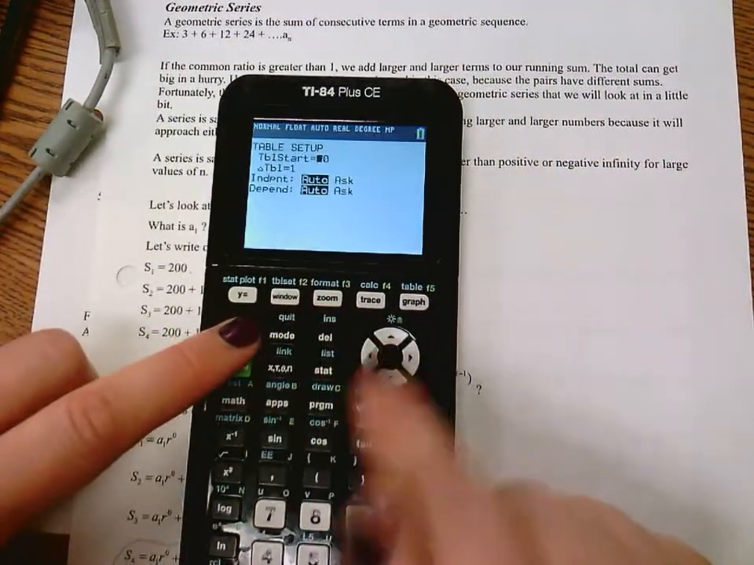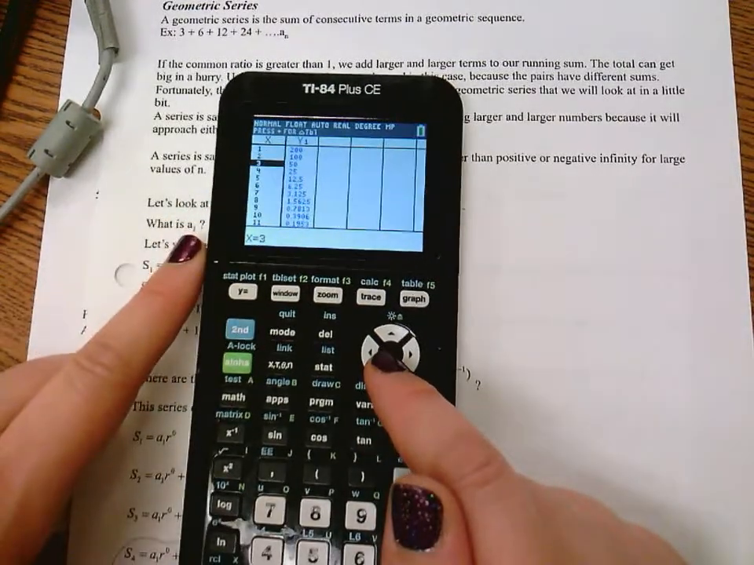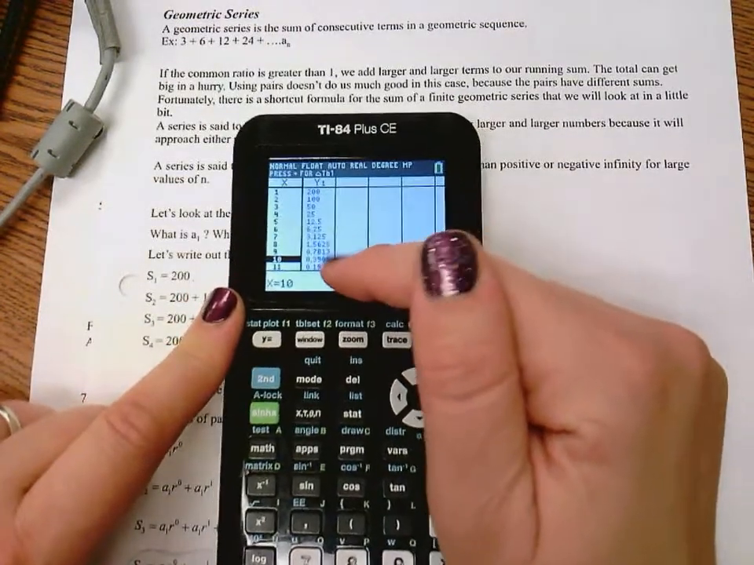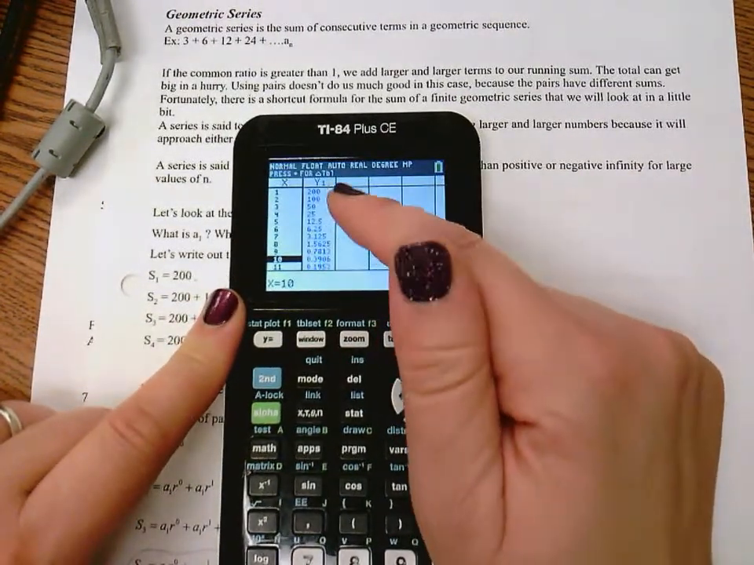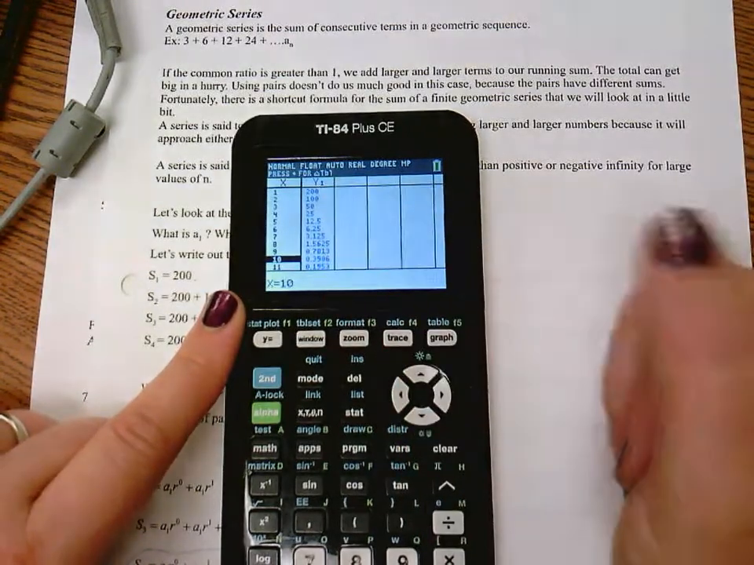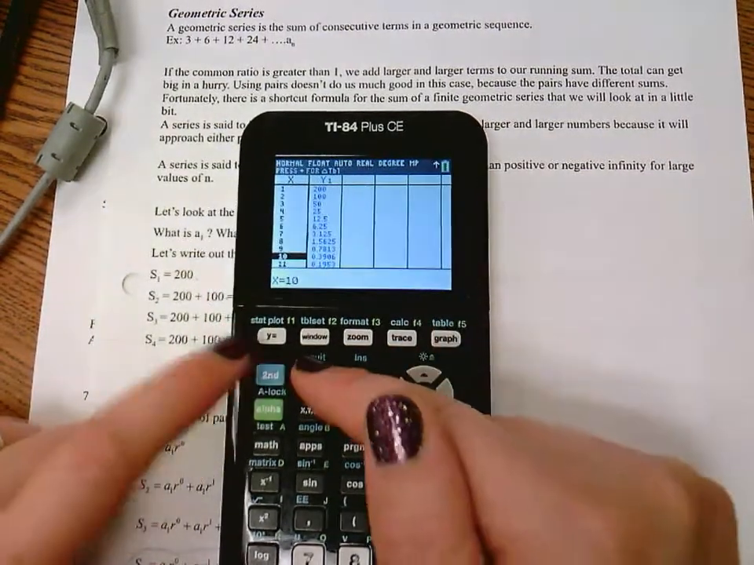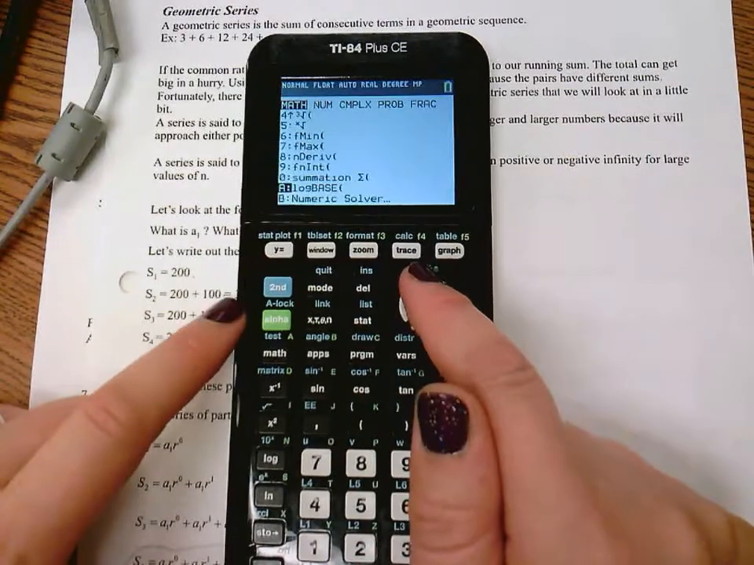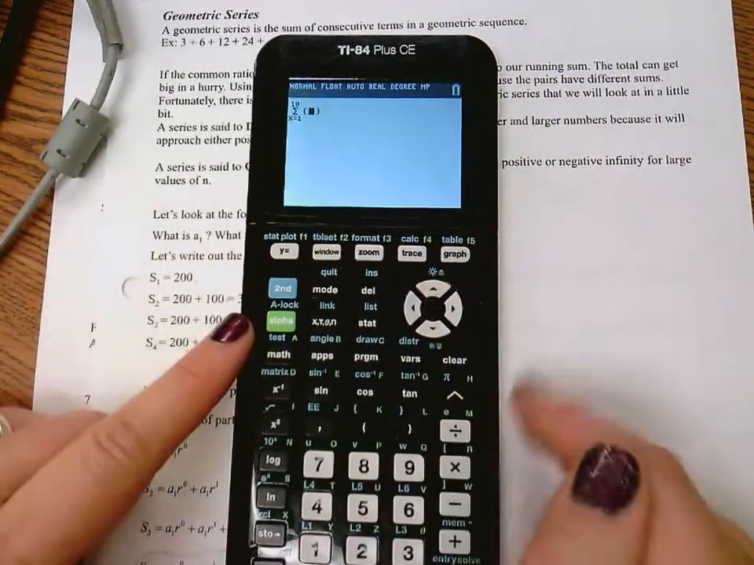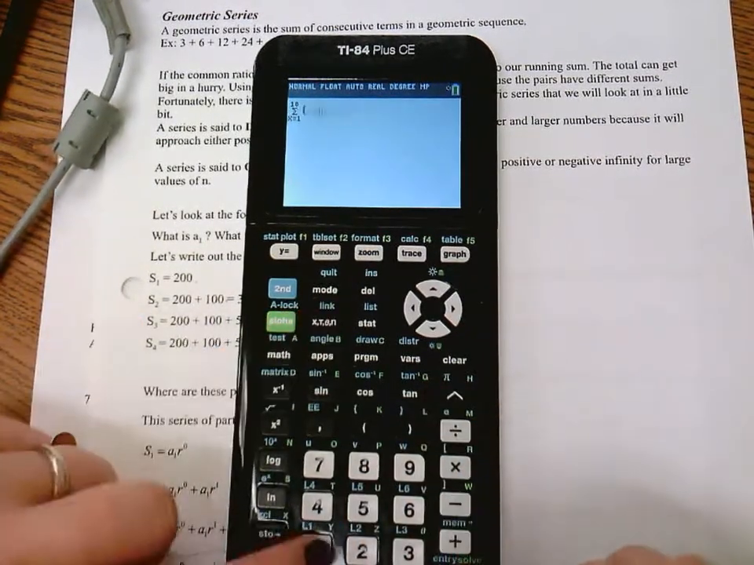So if I go to my table, they said the first term was 200, then 100, then 50, then 25, right? See how by terms 9 or 10, you're adding 0 point something? So really, if I added up the first 8 or 9 terms, I would pretty much have the sum of my sequence because I'm adding pretty insignificant numbers. So let's go to math, summation. X goes from 1 to, let's just add the first 10 terms together. 200 times 1/2 raised to the n minus 1 power.